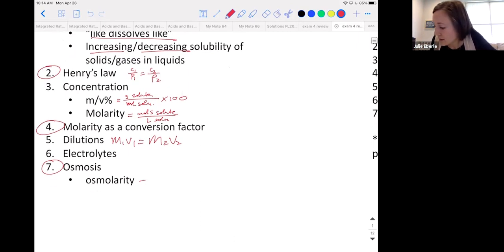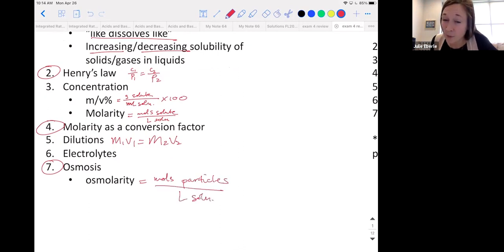And what is osmolarity, by the way? If we're going to calculate it, we're going to work a problem like this today. It's moles of particles per liter of solution. Okay, it looks a whole lot like molarity, but instead of moles of the compound, we're looking at moles of particles.